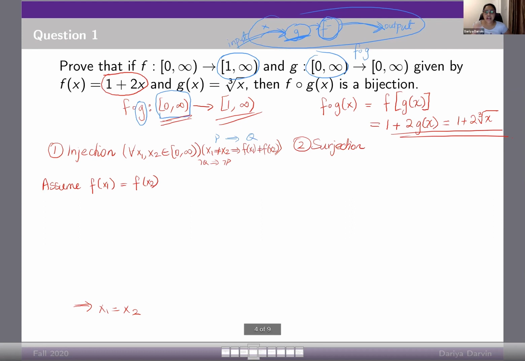Okay. Now, that being said, there's another way to do an injection proof. So this is the most common method to show something is an injection. It might be a bit long, but it's mostly going to work. Another alternative, which not a lot of people use, but in some questions might be easier.